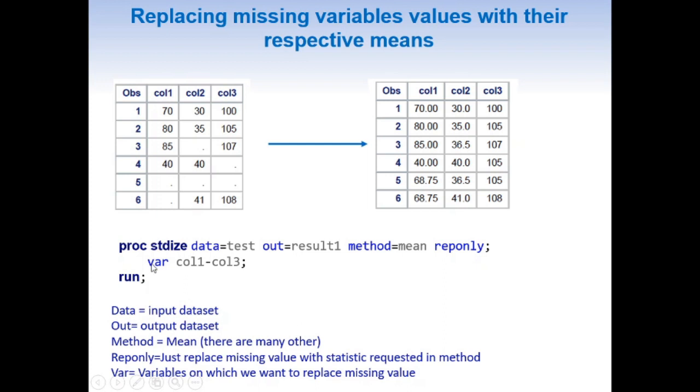And in the var statement, we can mention the columns in which we want the missing value to be replaced with their respective means. As we want for call1, call2, call3, we are going to mention call1 to call3 in our var statement, and then finally we use run statement here.